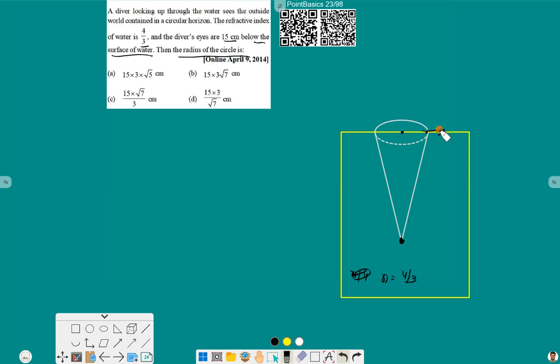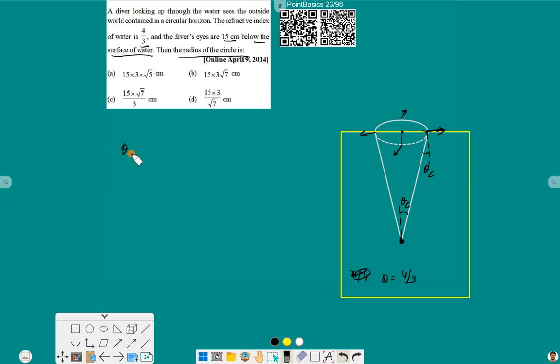So the driver can't see beyond this point on both sides, and in case of 3D, he cannot see beyond these points because light will be traveling like this. So he can only see in a conical shape, and we have to find out this radius. For that, if we draw a normal here, then this will be the critical angle theta c, and that will be again equal to this angle, theta c.